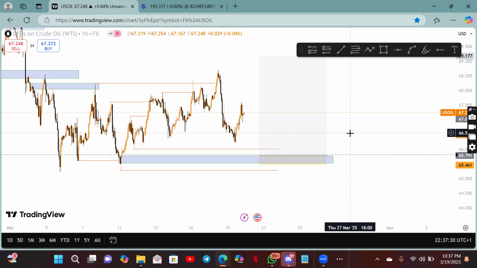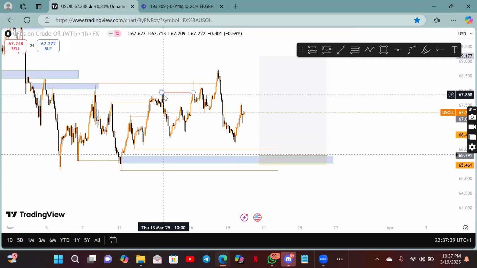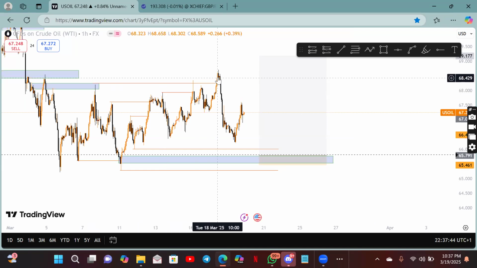You don't understand order block? Okay, let me quickly explain order block. An order block is the last bearish candle before a bullish move, and the last bullish candle before a bearish move is also an order block. Then a failed order block is a breaker block.